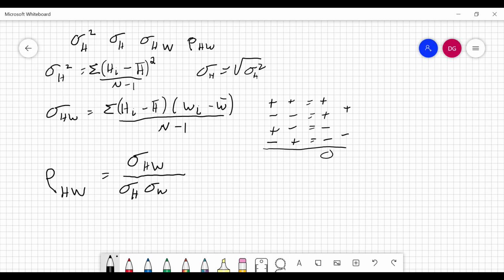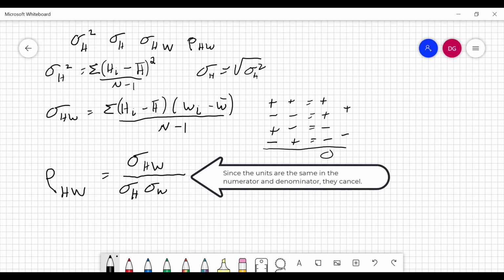So let's look at what I've got here. The units in the numerator, the covariance, are inches times pounds, inch-pounds. And the units in the denominator are, well, inches and pounds, again inch-pounds. And so now I no longer have any units, and so the correlation doesn't have any units.